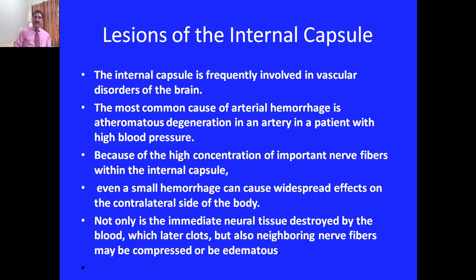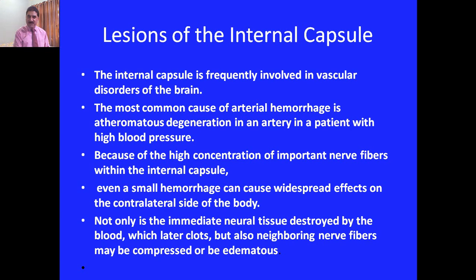Lesions of internal capsule are very important clinically. The internal capsule is frequently involved in vascular disorders of the brain. The most common cause of arterial hemorrhage is atheromatous degeneration in an artery in a patient with high blood pressure. Because of high concentration of important nerve fibers within the internal capsule, even a small hemorrhage can cause widespread effects on the contralateral side of the body.